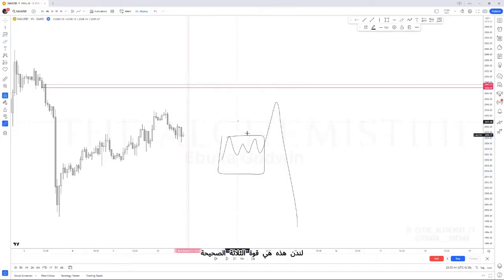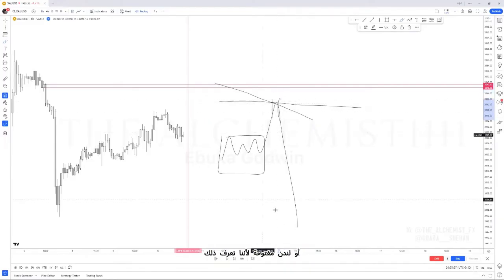This is the power of three, right? Accumulation, then manipulation, and then distribution. Normally, let's say we had Asia here, and we have a higher time frame key level here. Then what we should do is draw a trend line so that the timing is perfect.